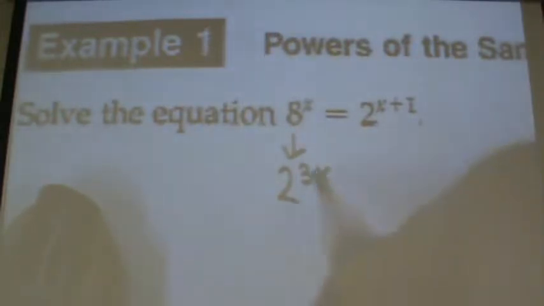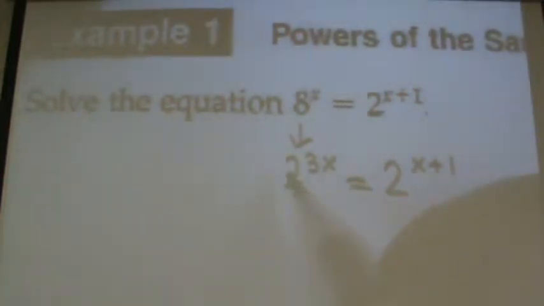Sometimes, see these two bases? You have a 2 and a 4. If you can get the base to be the same, so can you make the 8 into a 4? How? 2 with an exponent. 2 to what exponent gives you 8? 2 to the third is 8. So this is going to be 2 to the 3x.